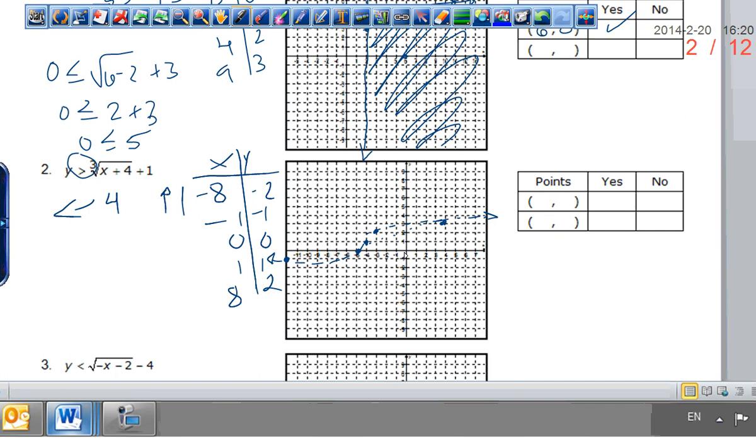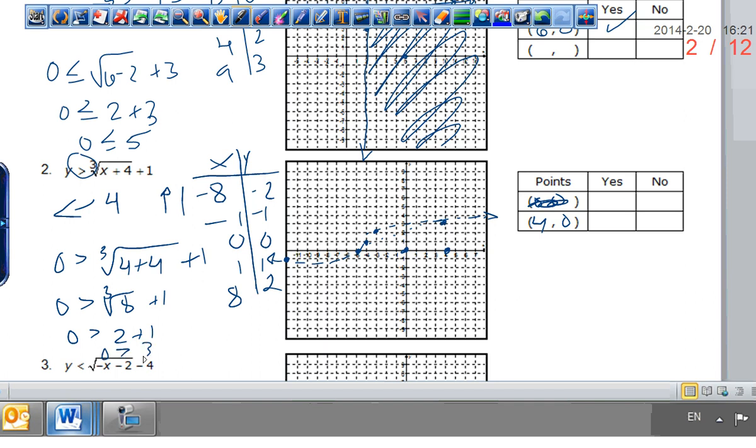Then pick a point. Let's try 0, 0 this time. Well, let's not pick 0, 0. What about 4, 0? Let's try that. The reason why is because we're going to actually go find the cube root of that. So 4 plus 4, plus 1. So 0 is greater than, I got the cube root of 8. Cube root of 8 is 2. So is 0 smaller or bigger? 0 is smaller than 3, but I have it greater than 3. So that doesn't make sense. That's a no. So that means I'm not going to shade down here. I'm going to shade above.